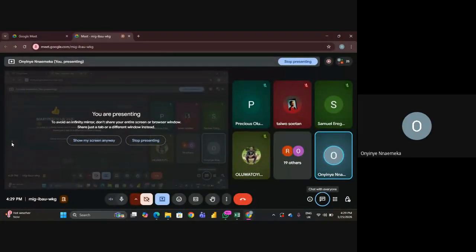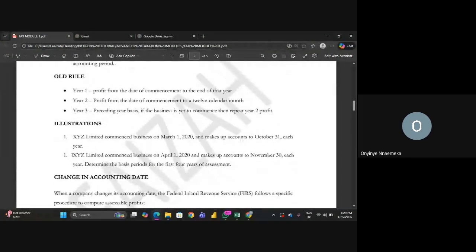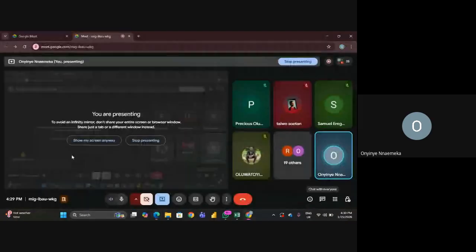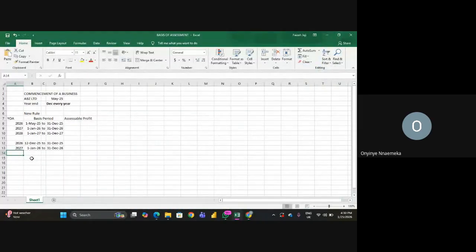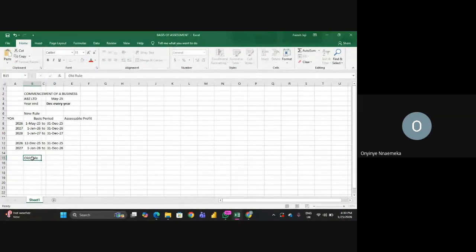All right, thank you. So now let's move to the old rule, the old rule for commencement. For year one, the year of assessment is saying that the profit is from the date of commencement to the end of that particular year. Profit from the date of commencement to the end of that year. This particular example would not apply, but let's use this example anyway. Let's use the old rule. Let me copy this.